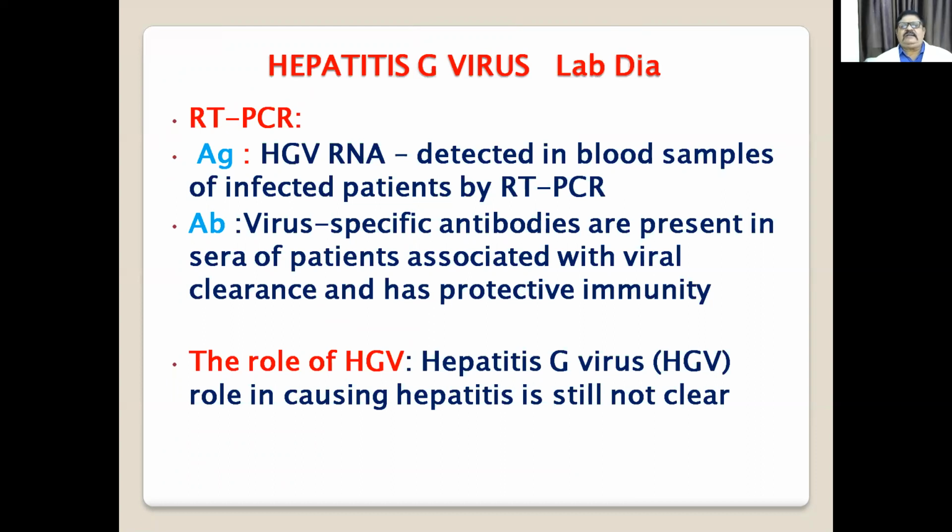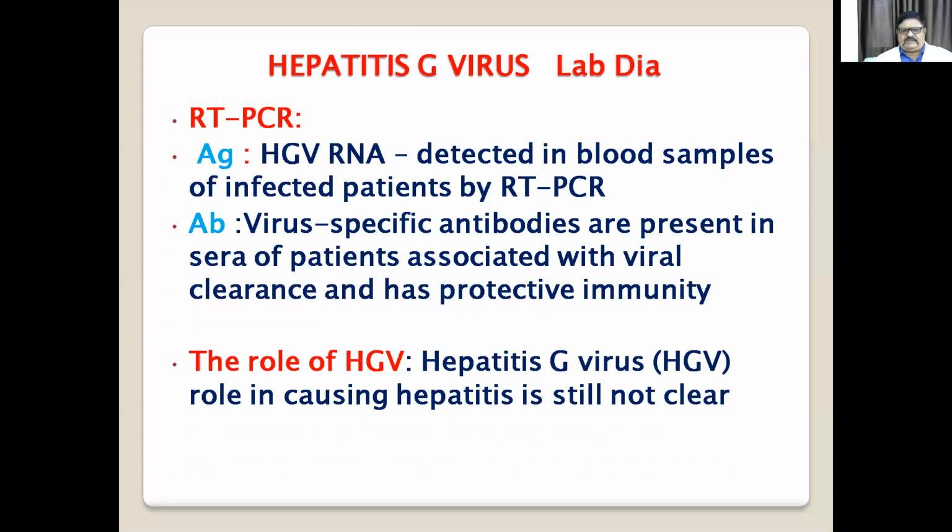So, antigen, HCV RNA, can be detected in blood samples of infected patients by RT-PCR, and virus-specific antibodies are present in the serum of patients, associated with viral clearance and protective immunity. Again, I am telling you, if there is an antibody which is protective in nature, that antigen also is very useful, because if not today, tomorrow, you can produce a vaccine. That is important.